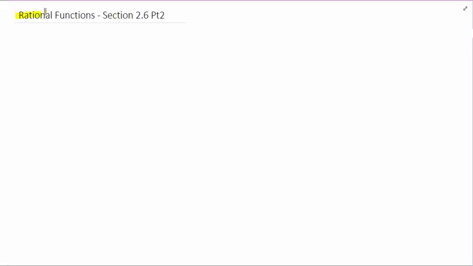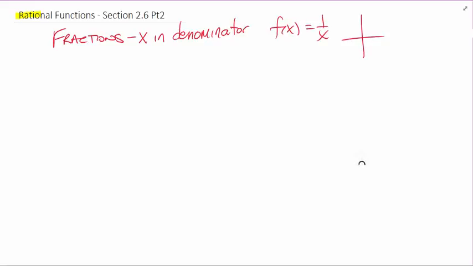Okay, so we're going to continue with rational functions here, section 2.6 in our text. We're just going to go a little more advanced here. I want us to keep in mind these are functions with fractions with x in the denominator. Still keep in mind our home base function. This should be ever present when we're talking about rational functions here. Horizontal asymptote, vertical asymptote, domain is everything except 0. That's not going to disappear on us.